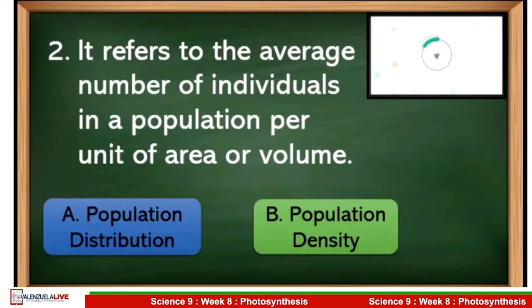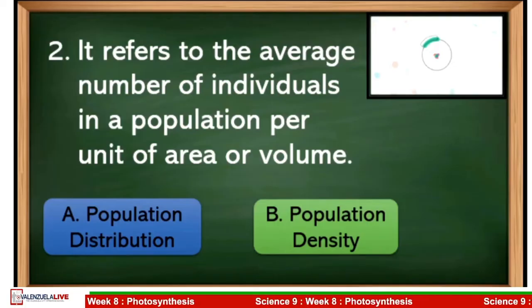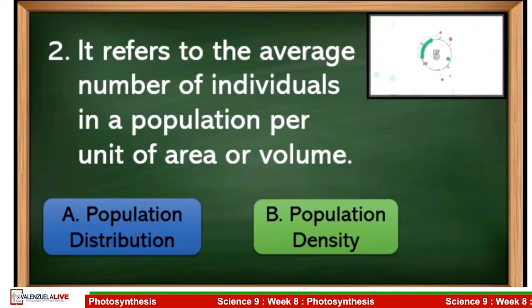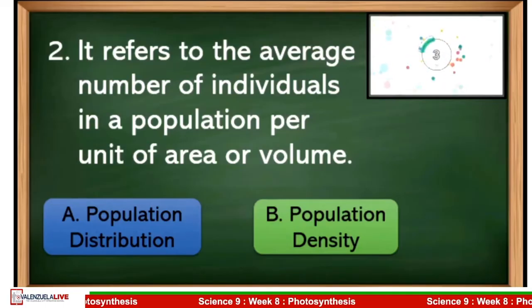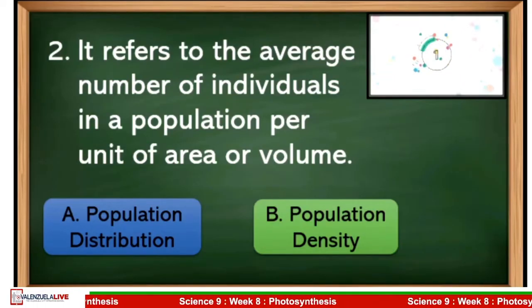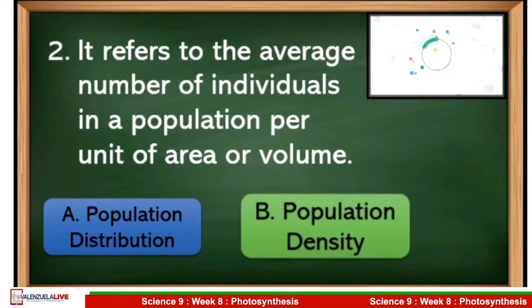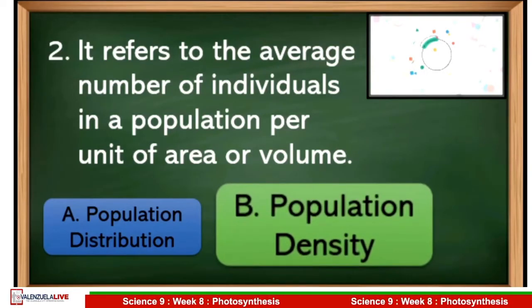Next. It refers to the average number of individuals in a population per unit of area or volume. Is it A, population distribution, or B, population density? Type your answers now. Time's up. The answer is B, population density.